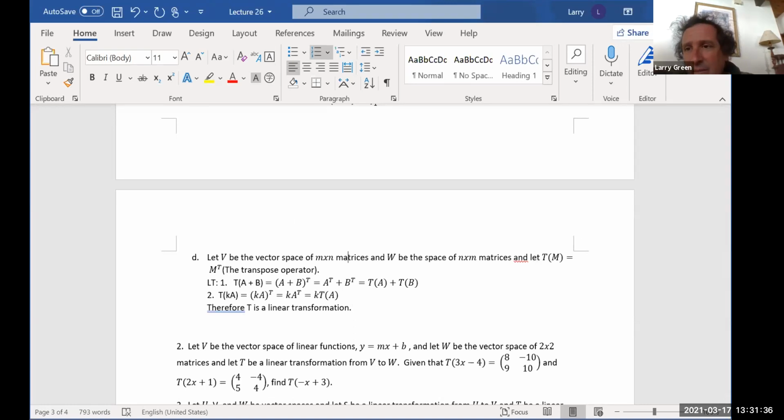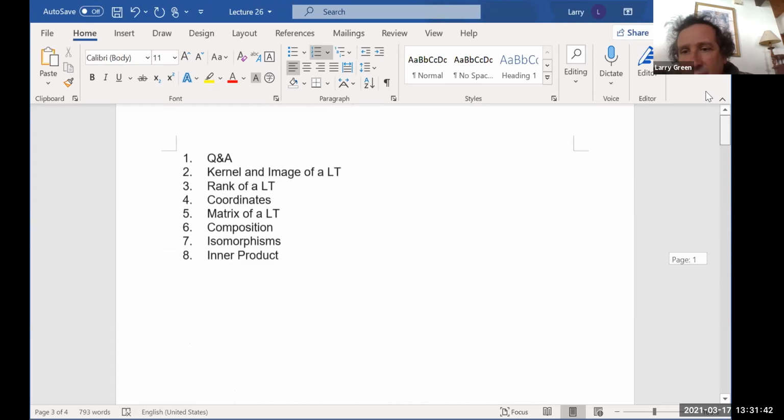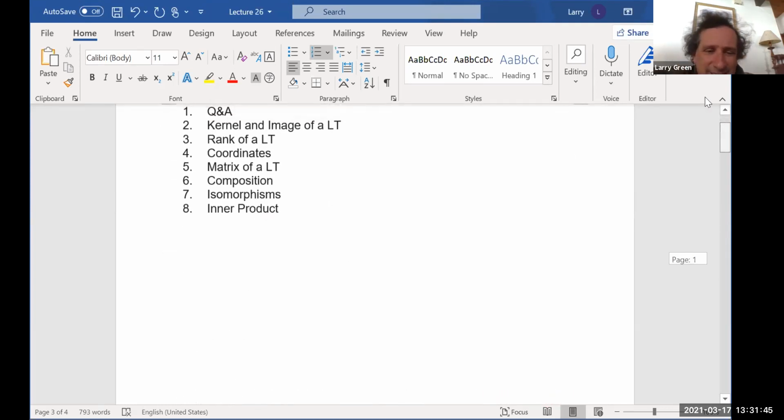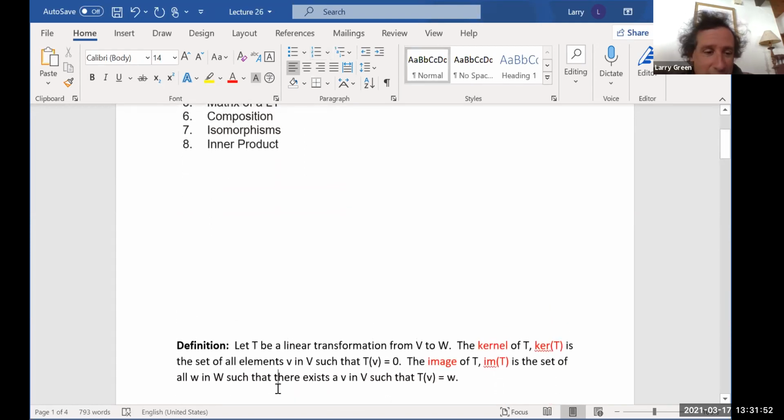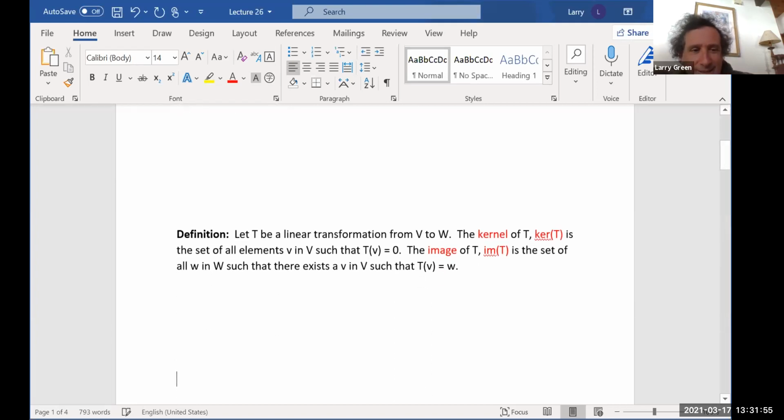Okay, let me get to new material then. The new material is only kind of new, because you really had all this, and hopefully you'll agree. Otherwise, you just forgot everything, because it's all the old stuff that we've done, but now we're doing it for general. Okay, so here's the definition. Let T be a linear transformation from V to W. Then the kernel of T, which is often written as ker T, is the set of all elements v in V such that T of v equals 0.